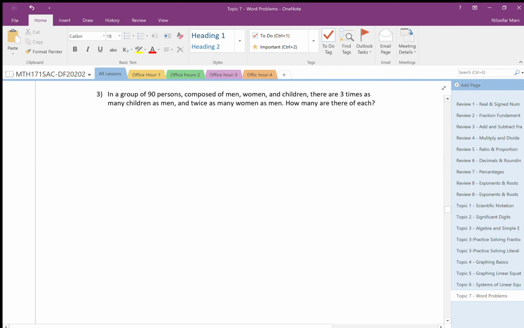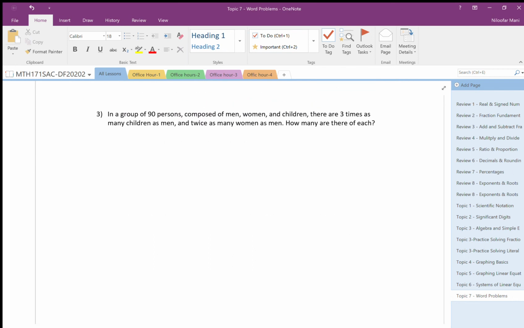So here is another one. In a group of 90 people composed of men, women, and children, so we have three groups of people. In total we have 90 people, and there are 3 times as many children as men, and twice as many women as men. How many are there of each?